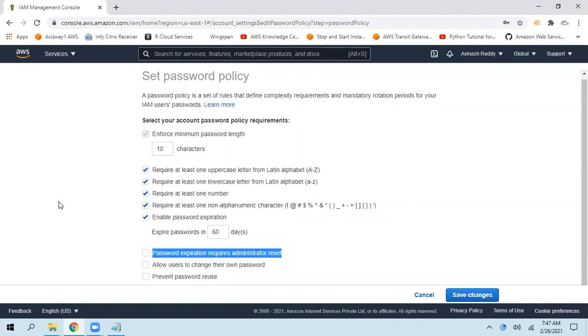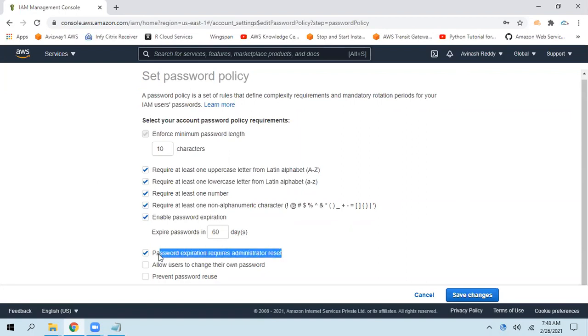Otherwise, if he failed to create a password, if you select this option, he cannot create a new password. He must contact the administrator. Administrator means whoever has valid permissions in IAM, or the IAM admin, or the root user. So he must contact him, and then he needs to reset the password.